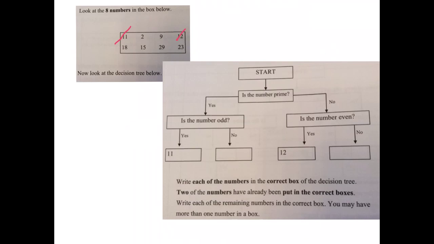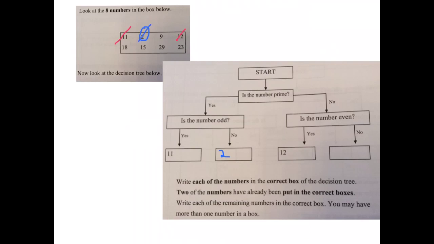The best way to approach this question is to take one number at a time. So we'll begin with the number 2. And we'll start from the top of our decision tree. Is it a prime number? Yes. Is the number odd? No. So 2 belongs in this box.